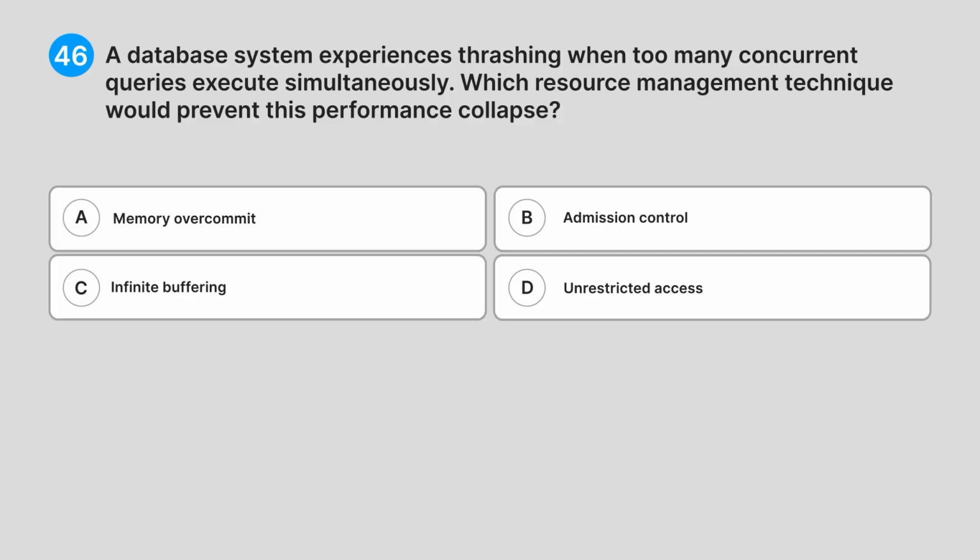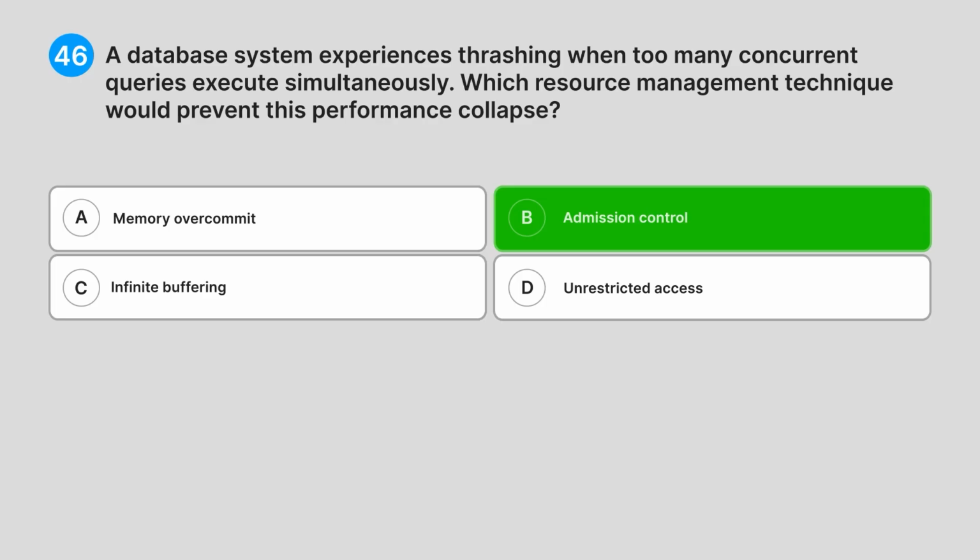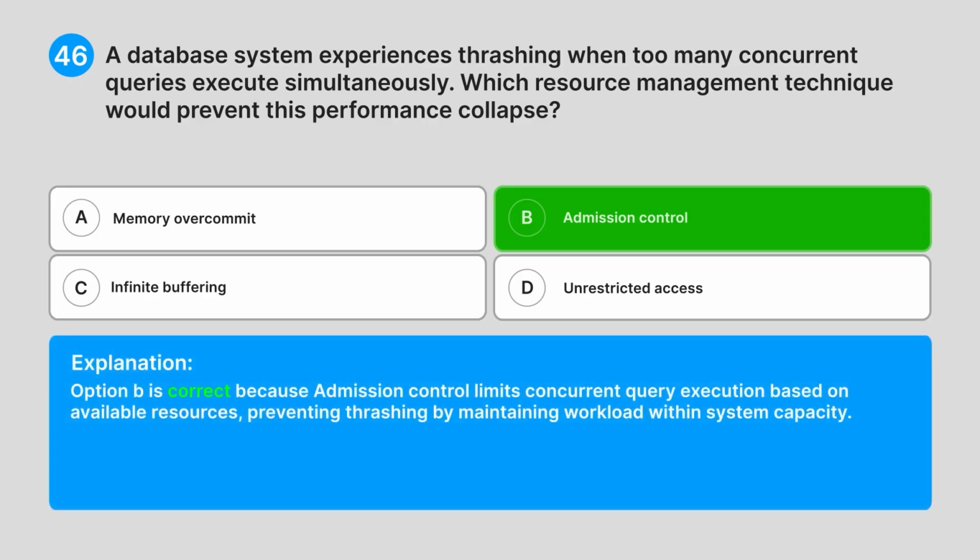Correct answer, B. Admission control. Explanation. Option B is correct because admission control limits concurrent query execution based on available resources, preventing thrashing by maintaining workload within system capacity.